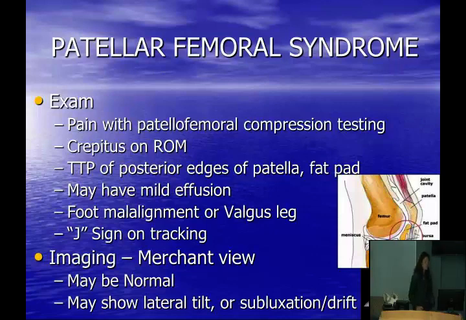Imaging, most of the time, is normal. But you want to get at least the Merchant view, which is this, also called the sunrise view. So you can see this kneecap is drifting laterally. There's a lot of rubbing going on here. More on the left than the right, but you can see there's a nice tilt there. And you can imagine that this is getting a lot of rubbing, a lot of irritation. It does not fit nicely like a puzzle piece in this femoral groove.